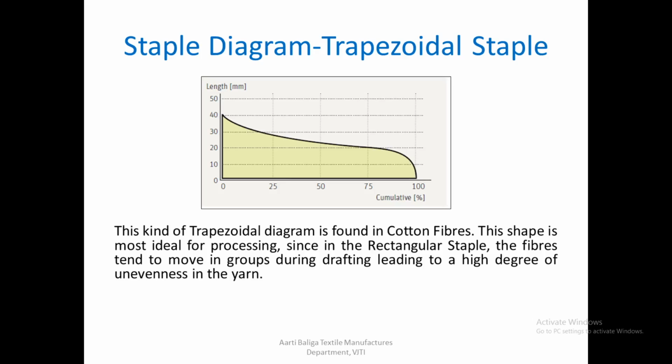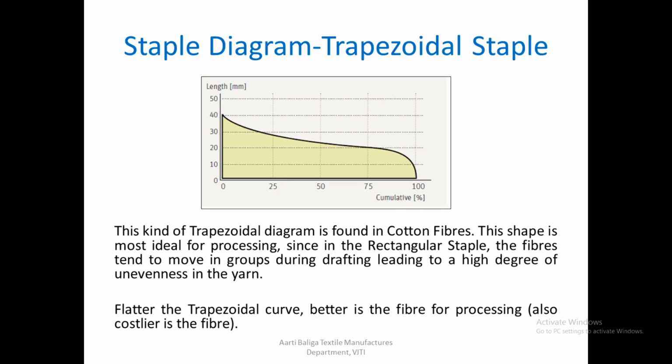During this process, if you have a fiber lot which has got a rectangular staple shape, then the fibers tend to move in groups, and this leads to a high degree of unevenness in the final yarn that is produced from such fibers. So from the processing point of view, we find that the trapezoidal staple diagram is the best one. If you have a trapezoidal shape, the flatter the curve, the better it is for processing. But at the same time, the flatter the curve that you get, the costlier is the fiber.